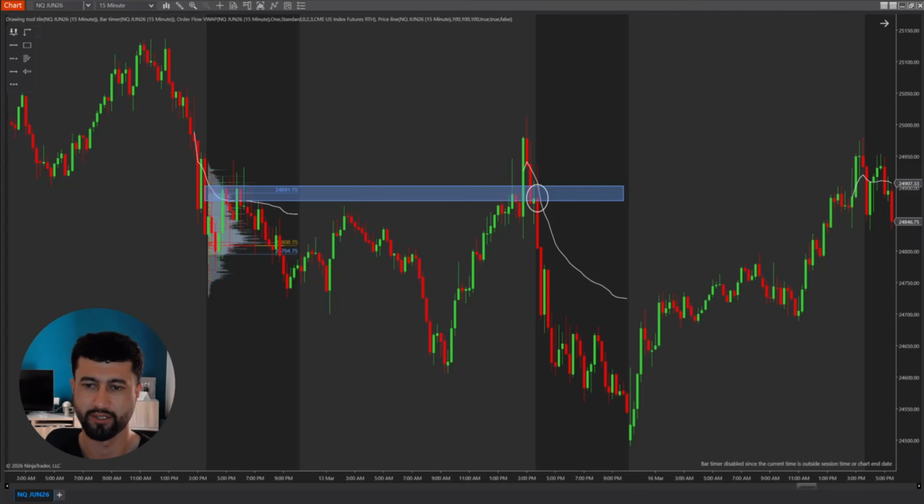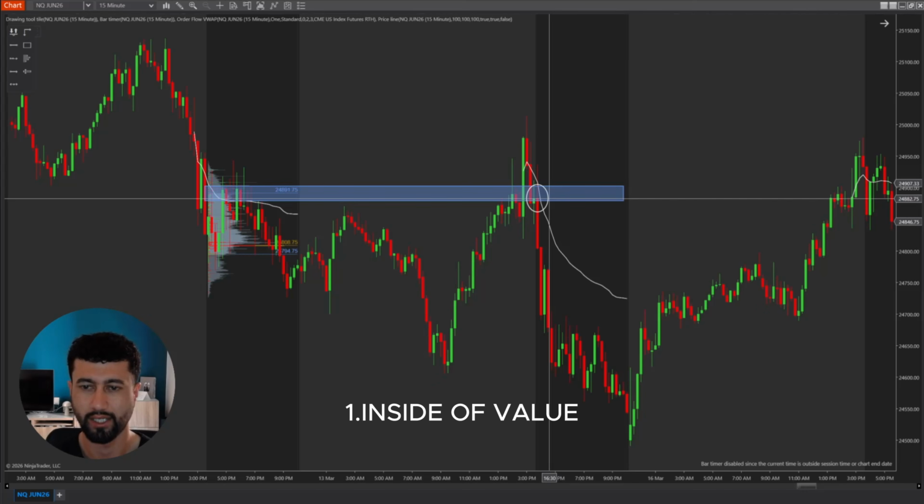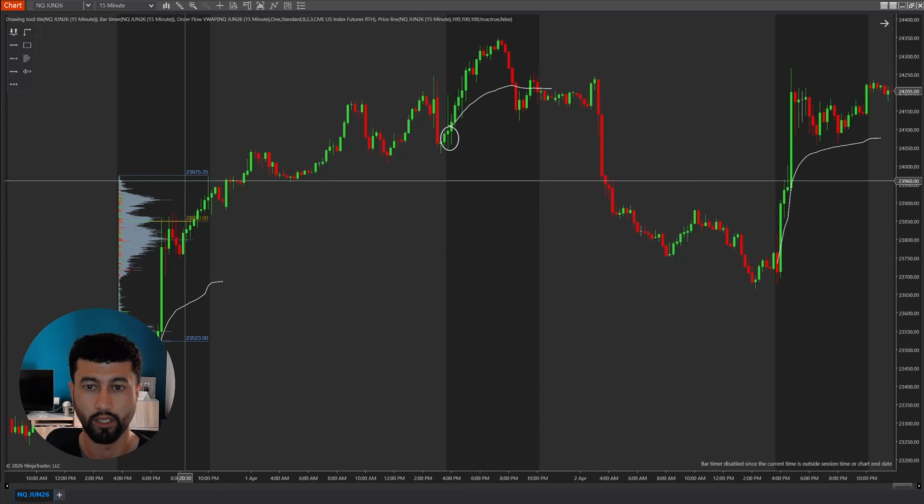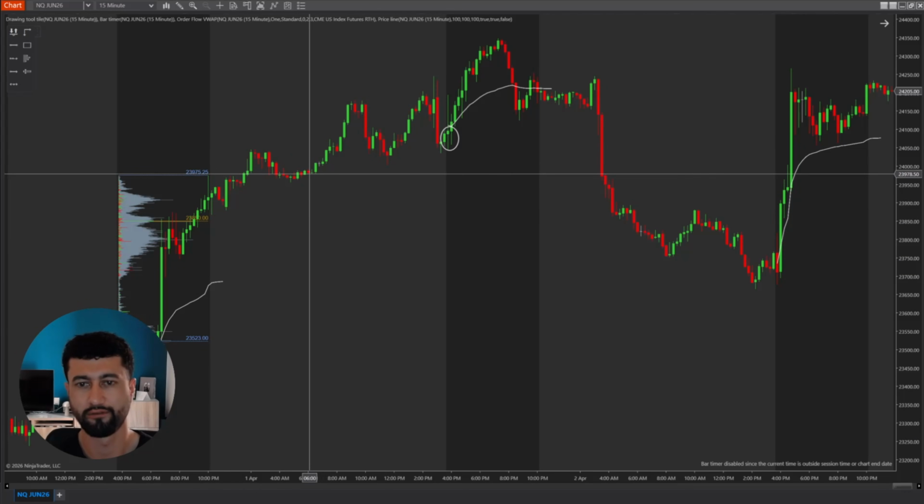There are three possible scenarios for the New York Open. Either it's going to open inside the value of the previous day, below the value area of the previous day, and lastly, above the value from the previous day. And each of these locations basically give us our trading plan for the day.